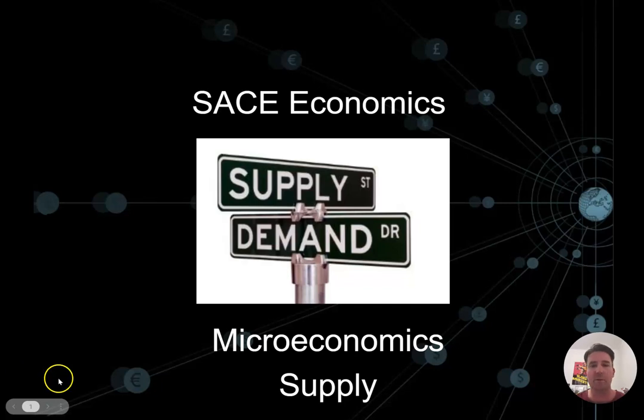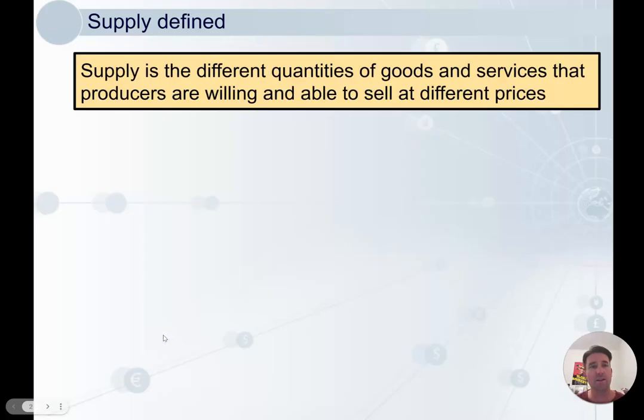Hey everyone, today we are looking at the concept of supply. We'll start with a definition, that being that supply is the different quantities of goods and services that producers are willing and able to sell at different prices. We need to know our definitions. So it's similar to demand in that producers have to be both willing and able. All right, so they're quite similar definitions. We do need to know them.